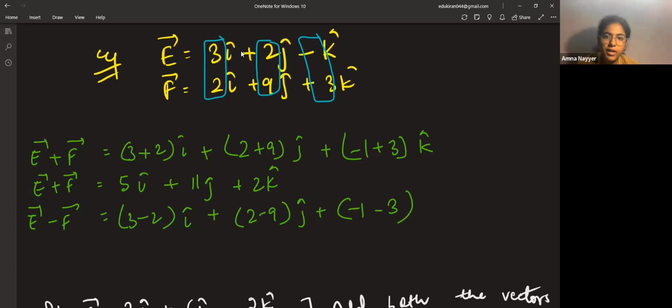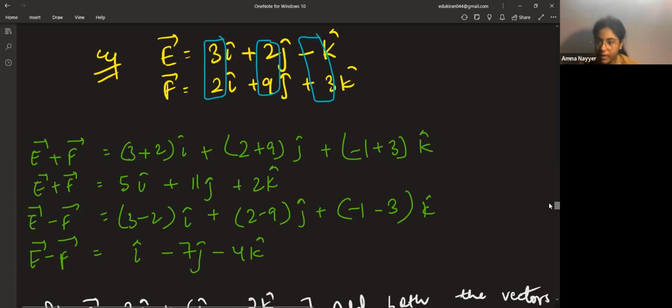So the answer is 1 I cap, that is I cap. Yes, right. I cap minus 7 j cap minus 4 k cap. Very good. Perfect. So E minus F vector, this becomes 3 minus 1 is 2, that is 1 only. So I cap, 2 minus 9 is -7, so -7 j cap. -1 minus 3 becomes -4 j cap. This is how you add and subtract two vectors.